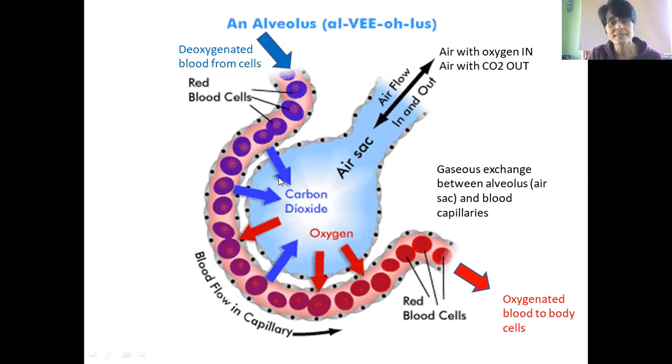Now, this process is called gaseous exchange. So oxygen goes from air sac to blood capillaries, and CO2 from blood capillaries to air sac. So the gases are being exchanged. And it's not going to be a clear-cut, deep burgundy red colored blood, it's not going to be so clear-cut, but that's how we draw it on diagrams for easier understanding.